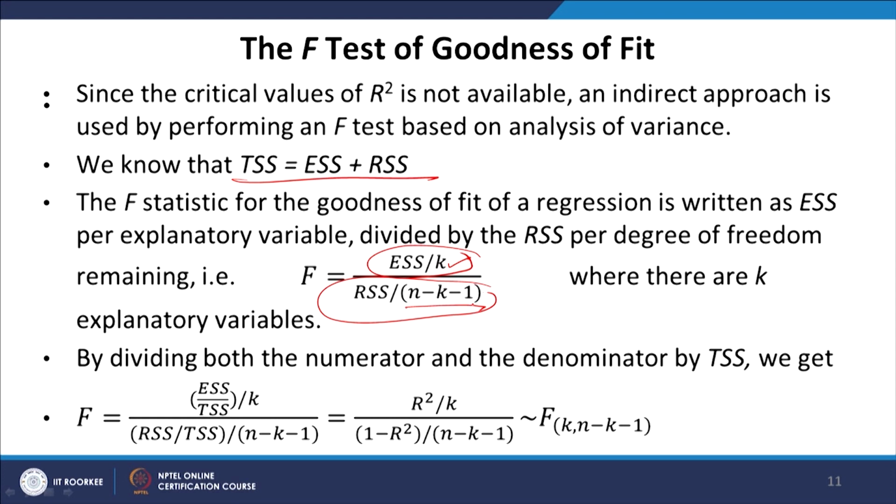By dividing both the numerator and the denominator by TSS, what do we get? We get ESS divided by TSS, the whole divided by k, over RSS divided by TSS, the whole divided by the degrees of freedom n minus k minus 1. So, you know that R square is ESS divided by TSS. So, we have R square in the numerator, and RSS divided by TSS is actually 1 minus R square. So, this is what we have in the denominator, and it follows an F distribution with k and n minus k minus 1 degrees of freedom.